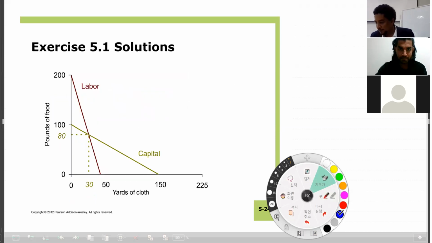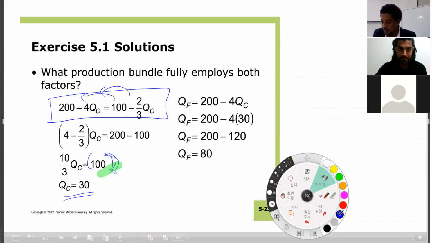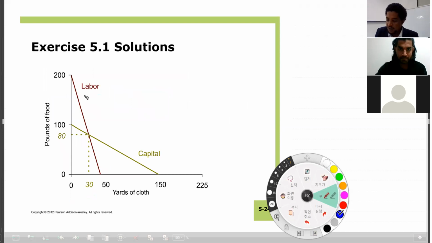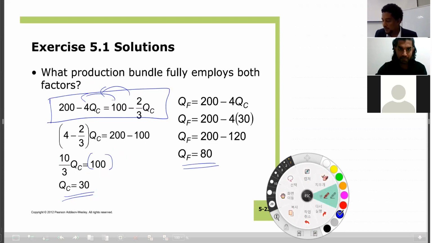Then 30 for close we have, and food 80, right? So where does this come from? The labor constraint graph came from this equation, right?